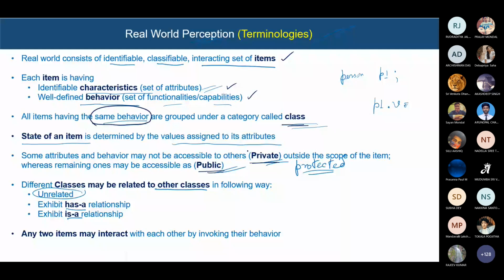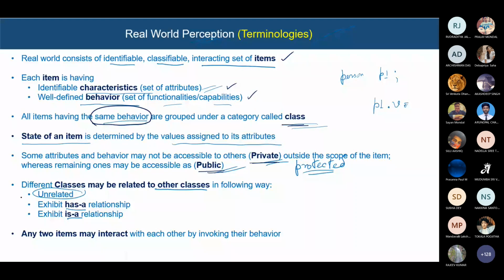Yes, sir. So it might be that as a person, you would like to hide your bank account number, but you may be willing to share your roll number. That's all. In terms of behavior, you would like to hide some of your behaviors, but you may reveal some others. So like that. Different classes may be related to other classes in the following way.